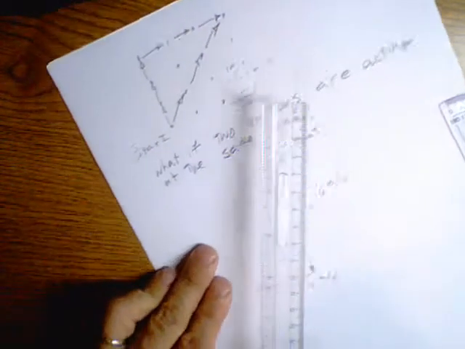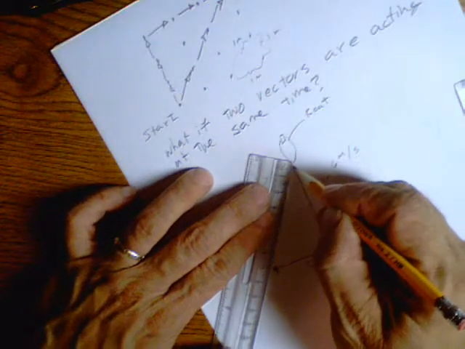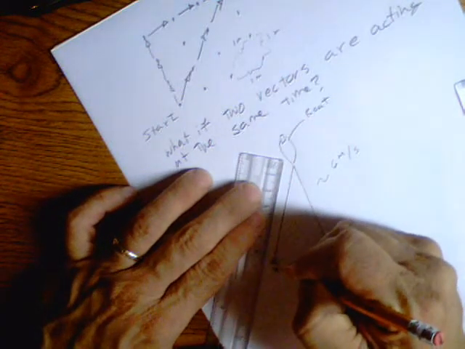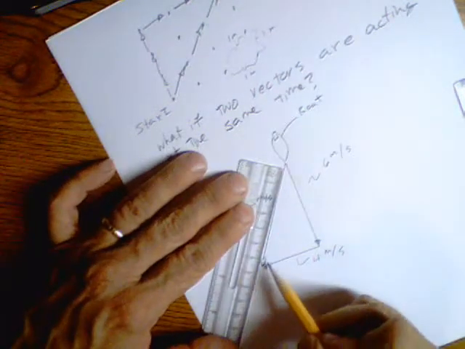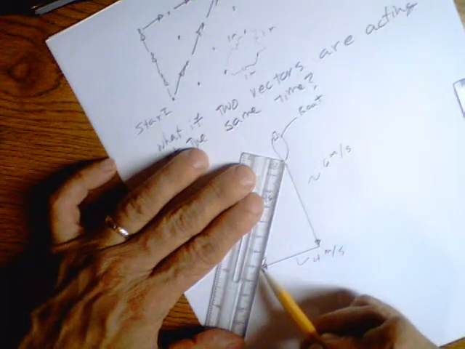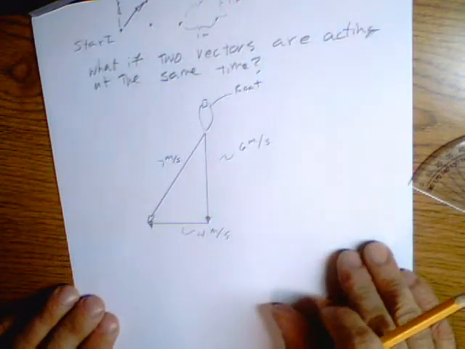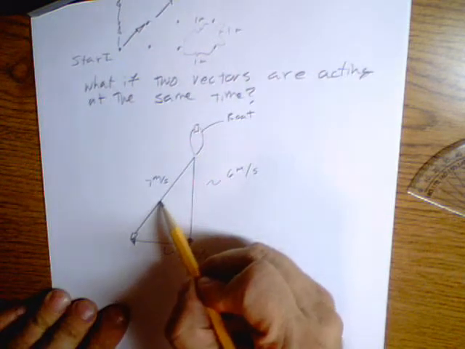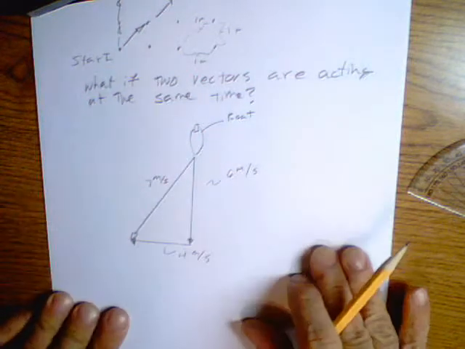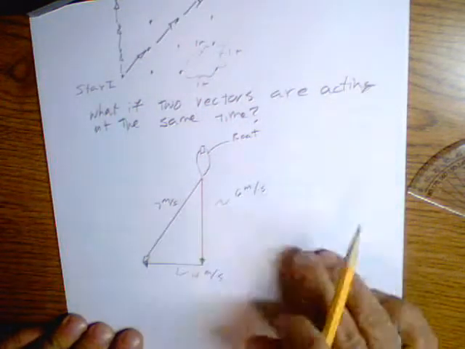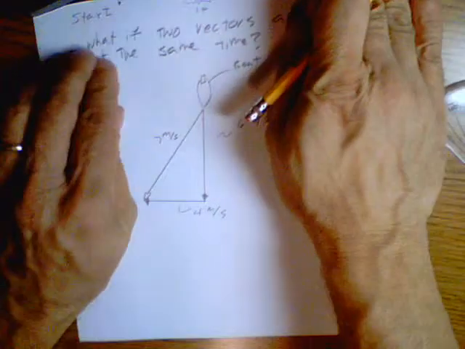So the resultant vector in this case, we could simply measure to be 7 meters per second. Right. So all I did was I just measured it. I know you can't read it, but this would be considered the resultant force. That's the direction the boat will travel, given the cross current and the forward velocity.